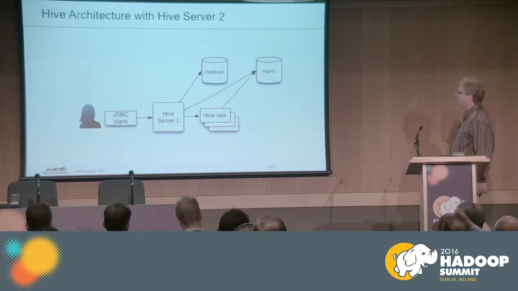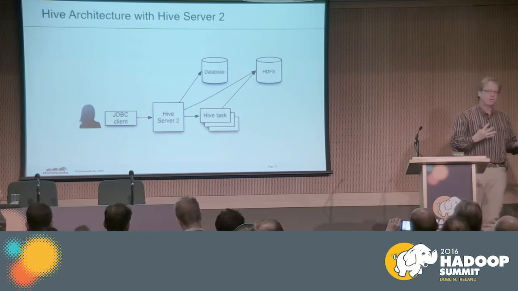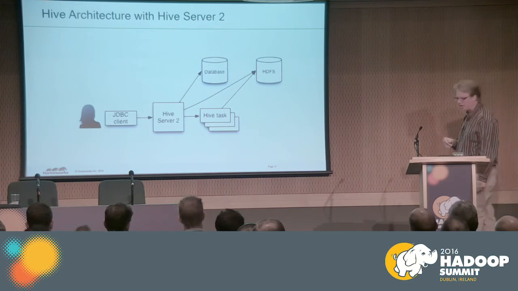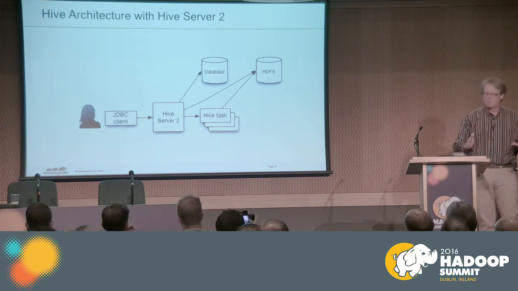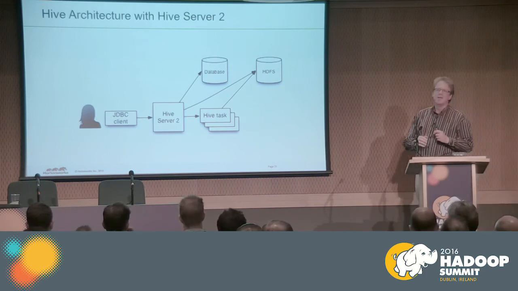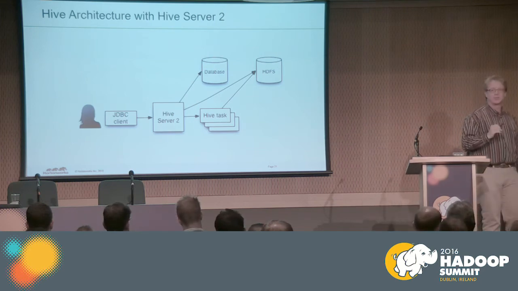So with that, people connect in from JDBC. It goes to Hive Server 2, and then all your stuff runs as Hive Server 2. So that lets you get permissions at the view level as long as people are willing to go through Hive Server 2. Now, there are some restrictions with that.